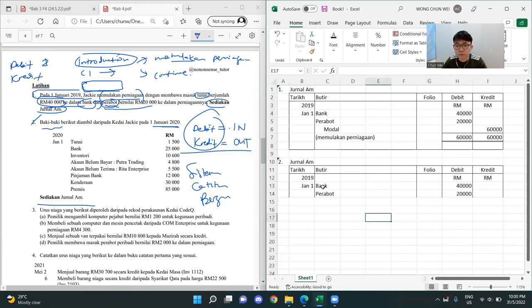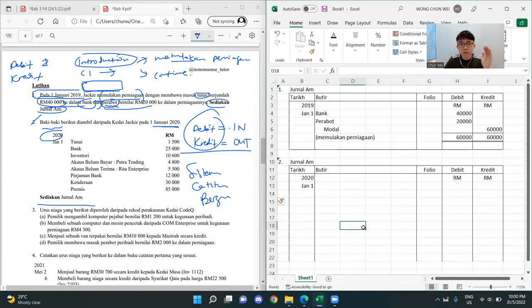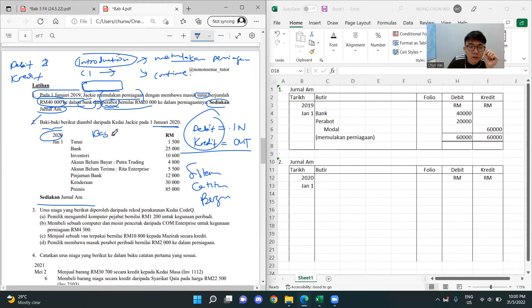Just letting you know. Okay, then after you have your date, details, folio, debit, credit, RM, make sure it's there. And now you have to change to 2022 based on here, 2022, January 1. Okay, now, this thing will be testing your classification.